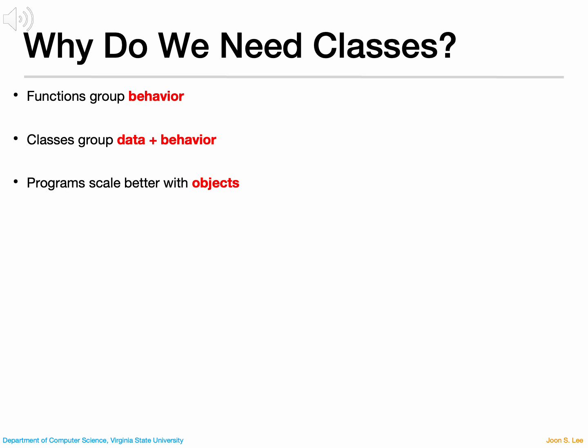When systems get large, managing dozens of global variables and standalone functions becomes difficult and error-prone. Objects help us manage complexity. They let us break a large system into smaller, self-contained pieces that are easier to understand, test, and maintain. That's why modern software, from games to mobile apps to large enterprise systems, is built around objects and classes.